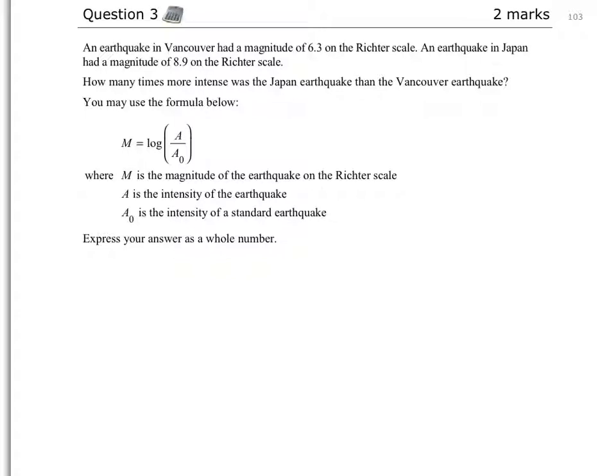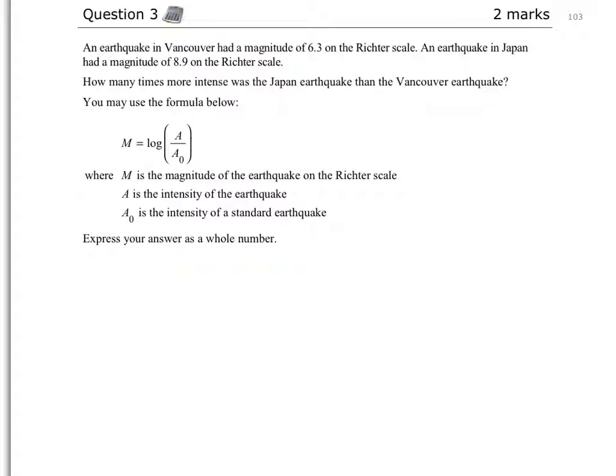M equals log base 10 of A divided by A0. M is the magnitude of the earthquake, A is the intensity of the earthquake, and A subscript 0 is the intensity of the standard earthquake. Express your answer as a whole number.